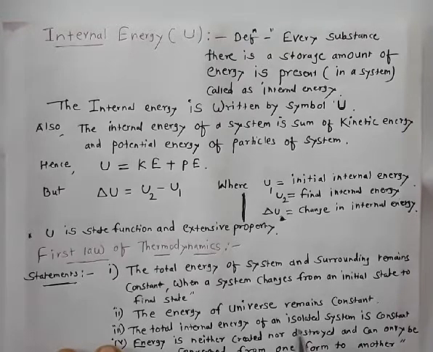Now, regarding the isolated system, there are three types of system: open system, closed system and isolated system. What is the definition of an isolated system? A system which can exchange neither matter nor energy with the surroundings is called an isolated system. So the total internal energy of an isolated system always remains a constant value. This is the third statement.